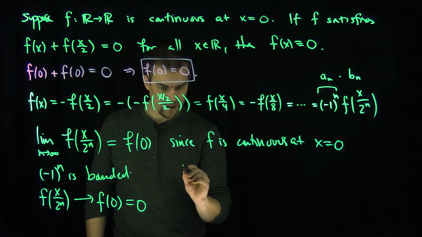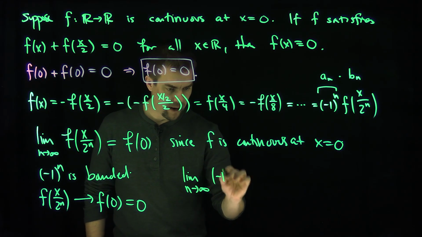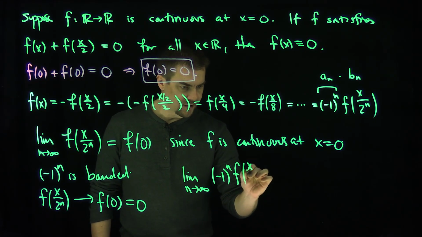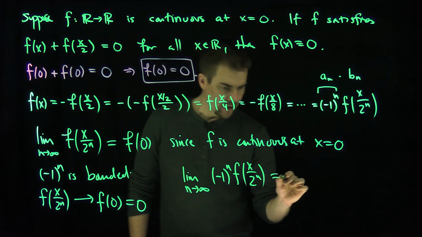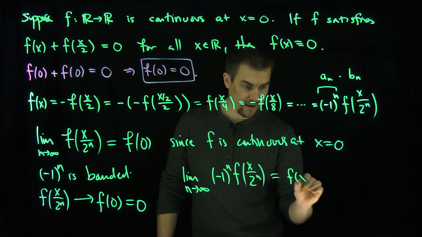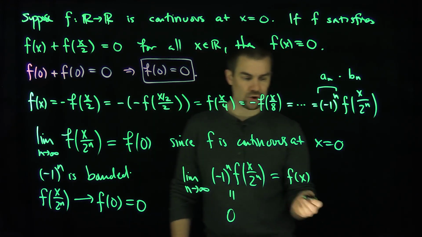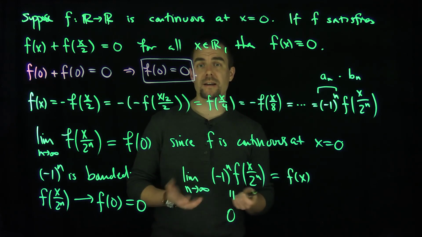So the conclusion is that the limit as n goes to infinity of my bounded sequence times my sequence going to 0 is, well, it's true for all values of x. On one hand, this is f of x, because this is valid for all n. On the other hand, this limit is equal to 0. So we've just shown that f of x is identically equal to 0 for any value of x.